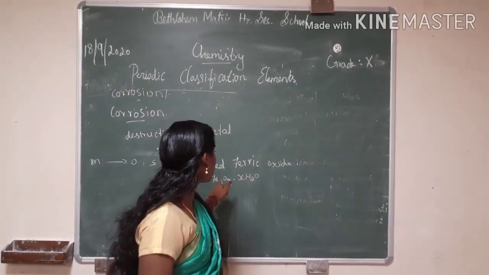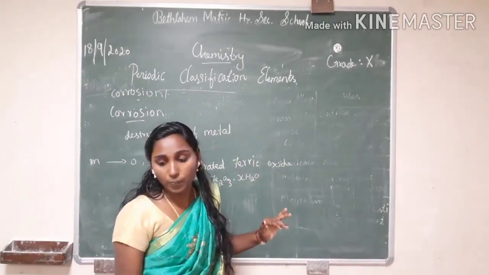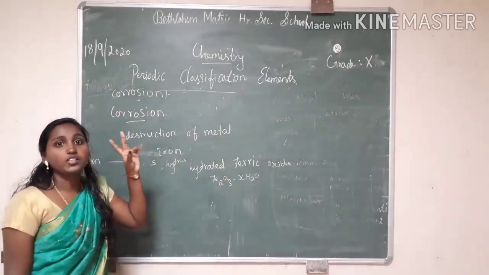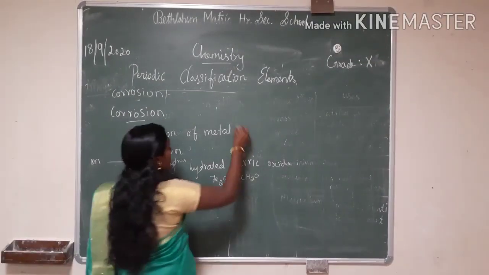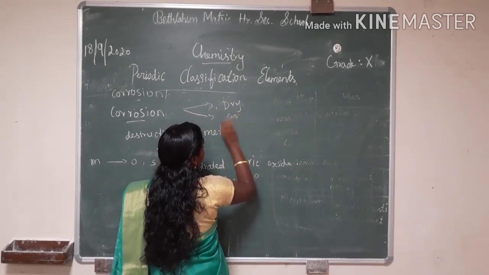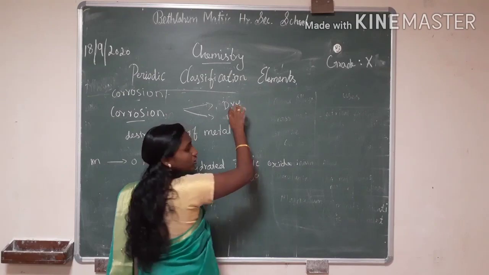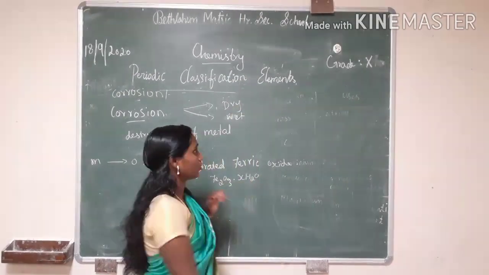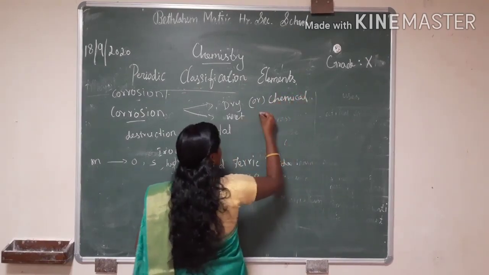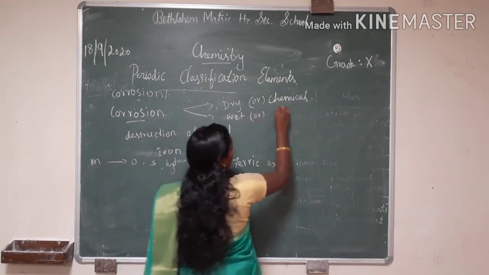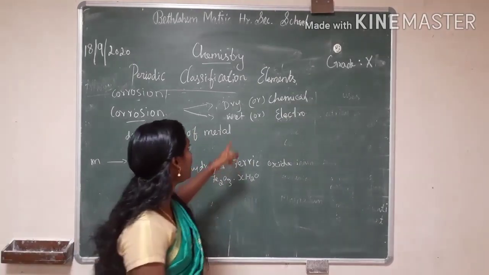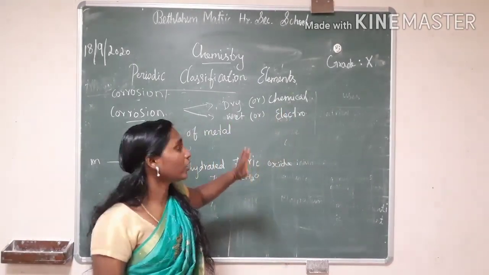So the rust formula is Fe2O3.xH2O. Then next we are going to study types of corrosion. Here we are going to learn two types of corrosion, that is dry corrosion and wet corrosion. Dry corrosion is otherwise called chemical corrosion. Wet corrosion is otherwise called electrochemical corrosion.